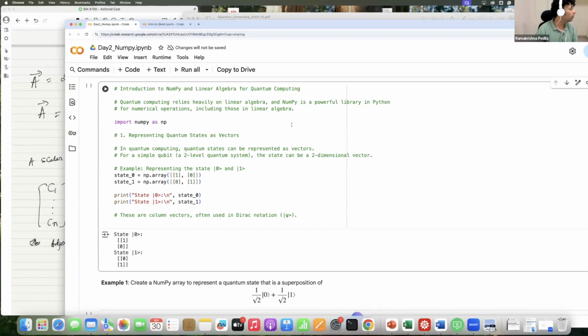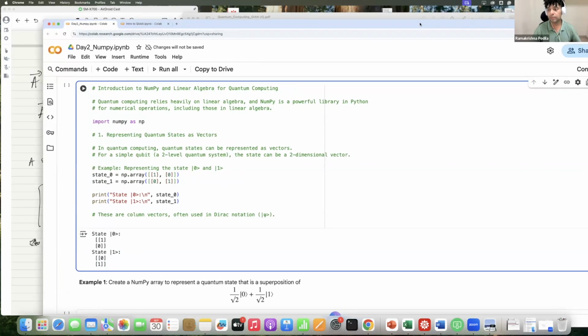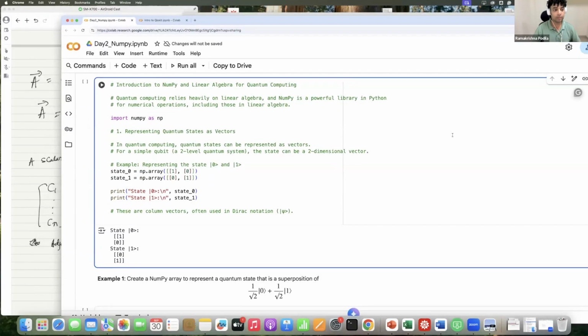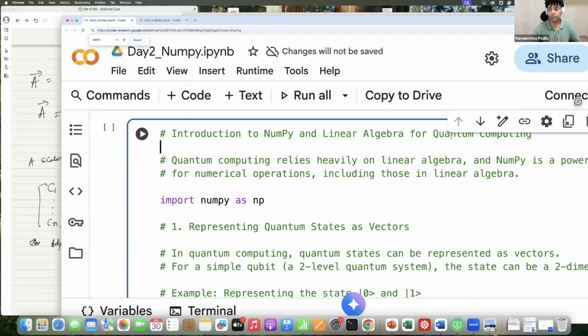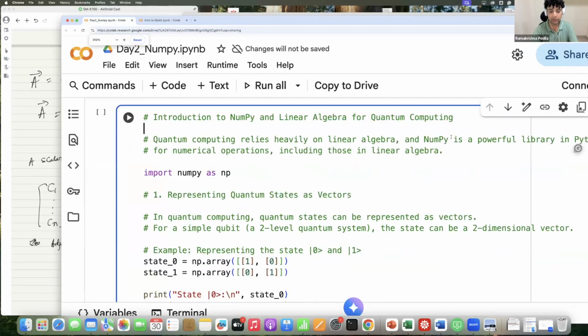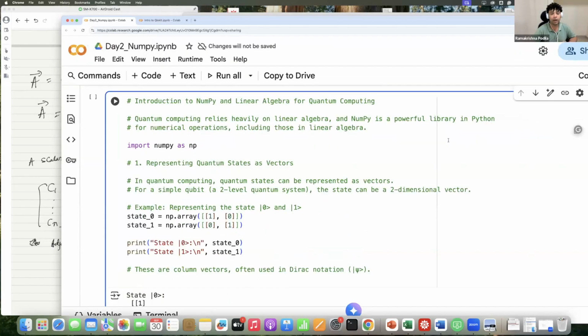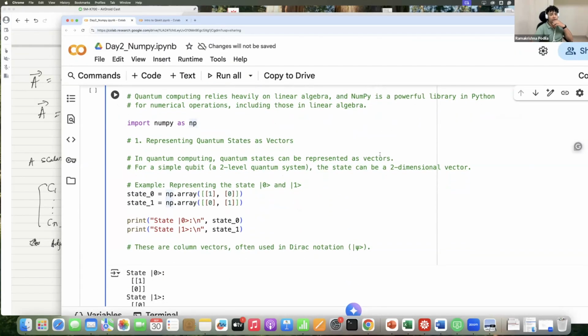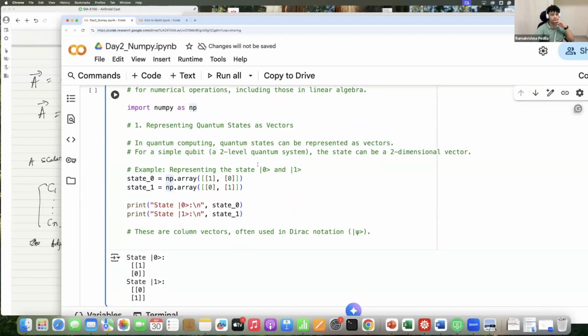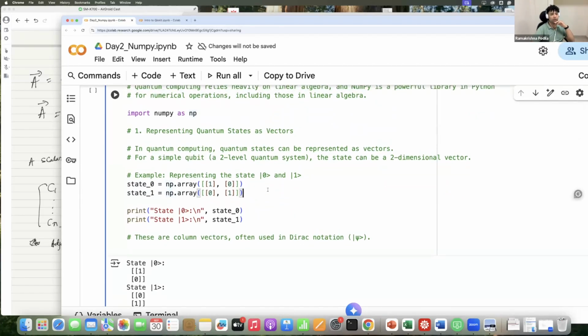So let's go to the Google Colab. Let me zoom in. Okay, that's too much, I think. Okay, so I hope all of you are able to see that. For those of you who know NumPy, this should be pretty straightforward.